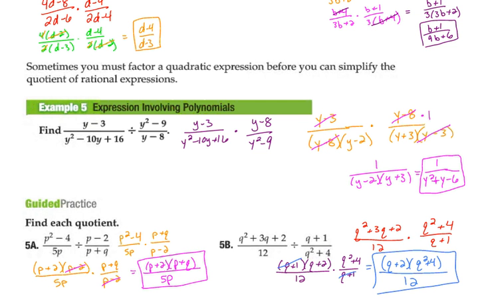Okay, so a little bit of review on factoring, a lot of review on having to deal with fractions and what it means to cross cancel or to simplify numerator and denominator. Okay, you are ready for the assignment for this section.